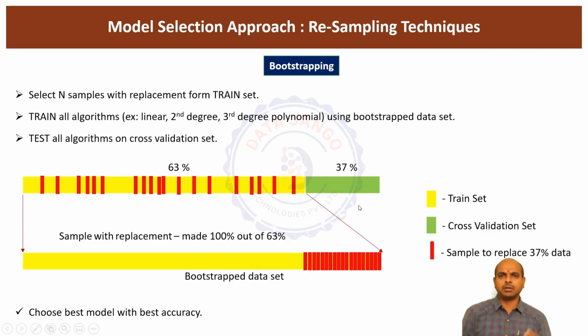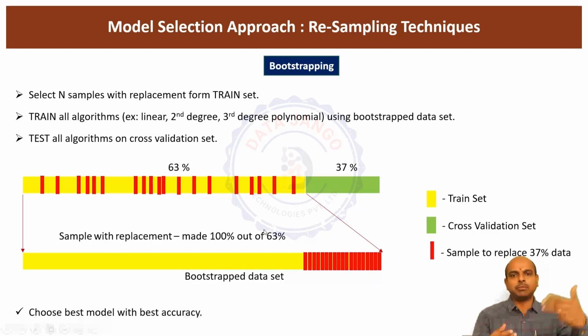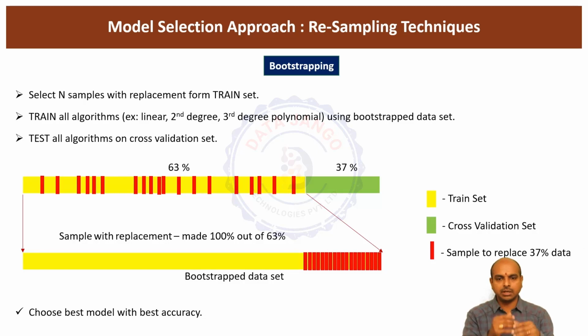Same thing again, if you want to build 3 models, 3 times it's going to do sampling with replacement and then use that data, and 3 models it will build and take the scores, cross validation and train. Whichever is high and close to each other, it will choose that algorithm and then test it on test set. If it is working good, the model is good. So that's all about the resampling techniques and model selection approaches.